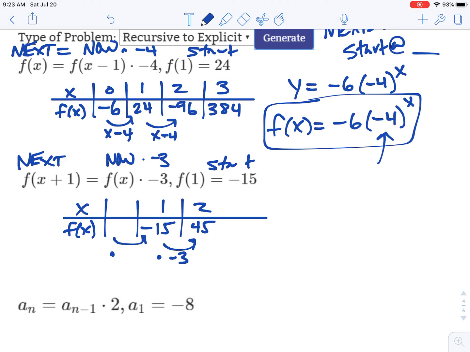So something times -3 is -15. So using division, we can work backwards here to find the y-intercept, which would be 5. So then for our formula, f of x would be the y-intercept, 5, times our growth factor here, or our multiplication factor here, of -3 to the x. A times b to the x format, and we're done. That's all you have to do to write an explicit formula.